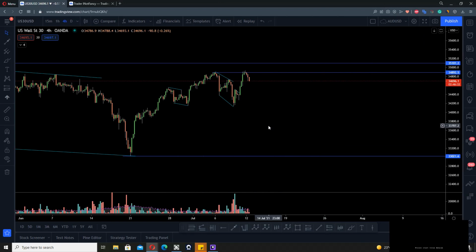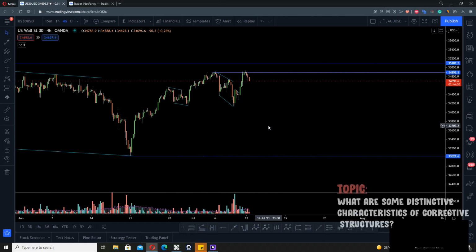So, what are some distinctive characteristics of corrective structures? In wave theory, or Elliott wave theory, you label your corrective waves as A, B, C, where the characteristics of an A wave and C waves are that they are impulsive waves, and the B waves are corrective in form and shape. Why is this so?